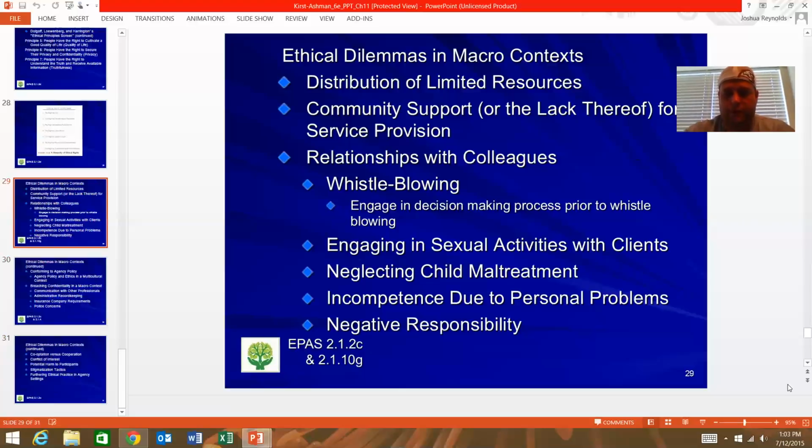So it's often, most agencies have a whistleblowing process and let staff know if something happens, you have a duty to do this. And so there's not as much ambiguity that way.